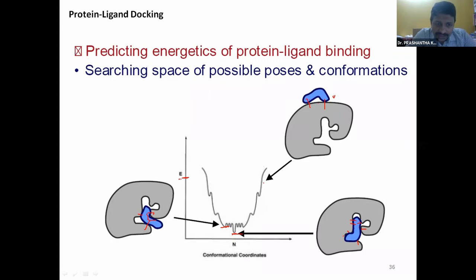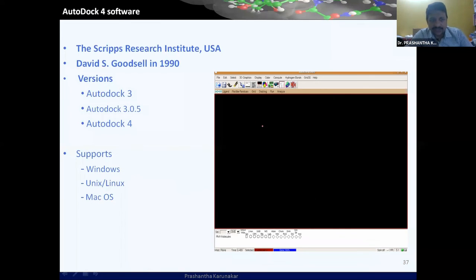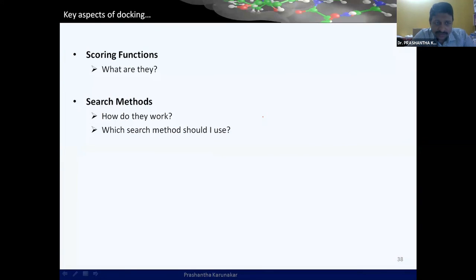E here is the energy, N here refers to conformational coordinates. Then we have the energy associated. This is what Dr. Karthik has shown, and what was available. In a few cases people do use this, but it is a manual process and slightly difficult to work with.